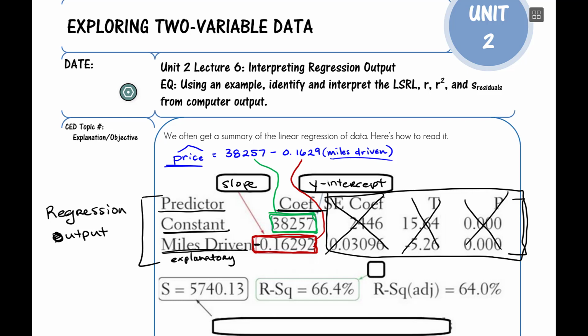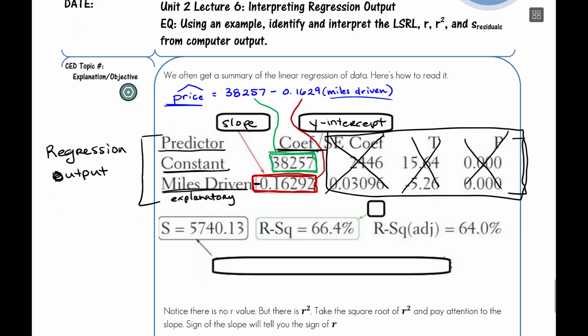Okay, the other pieces of information we want are going to be down below here. And that's where we get S, which you may remember from the last section was 5,740.13. That was our standard deviation of the residuals. So what's important about this number? We should remember that the standard deviation of the residuals tells us the typical variation of the predicted price from the actual price. So here what we would suggest is that on average, the price that I predict for a truck will be off from the actual truck with similar mileage by about $5,740.13.